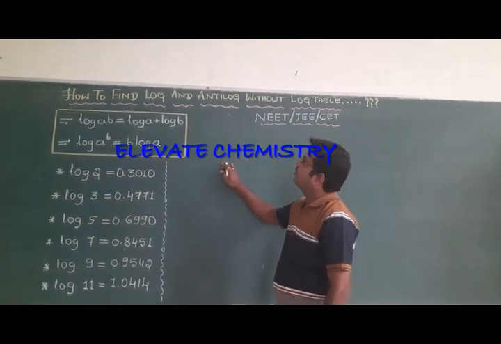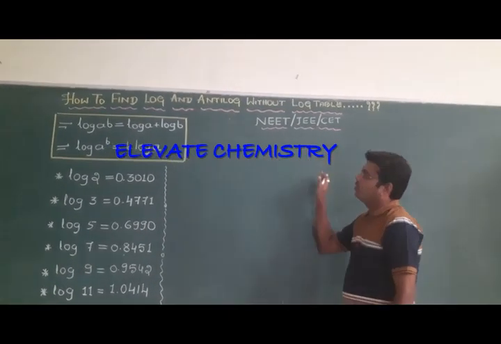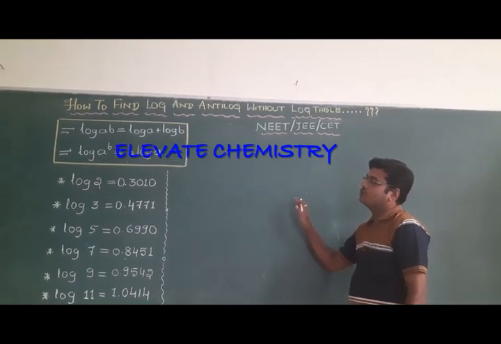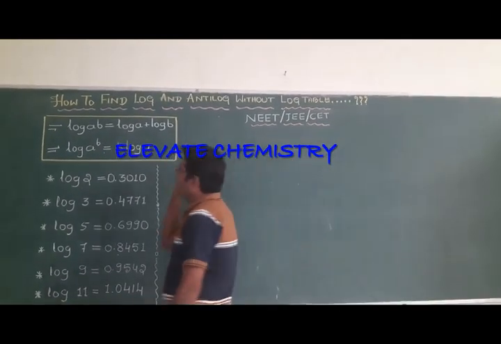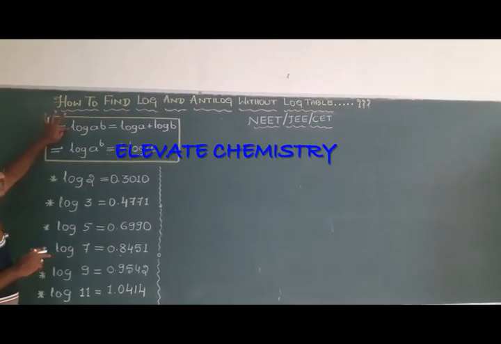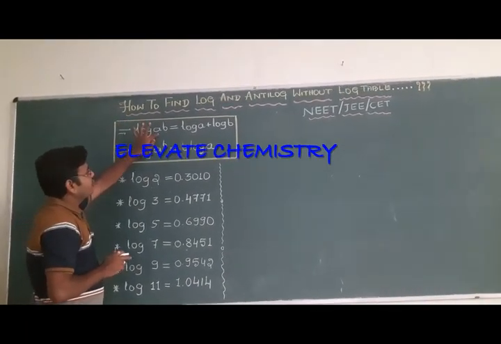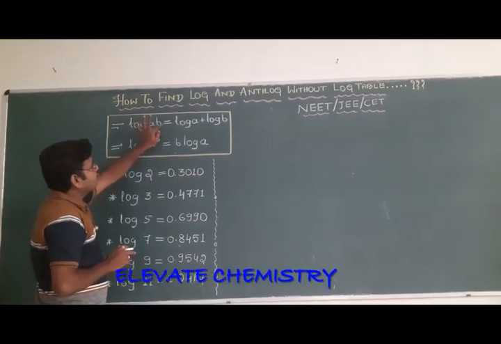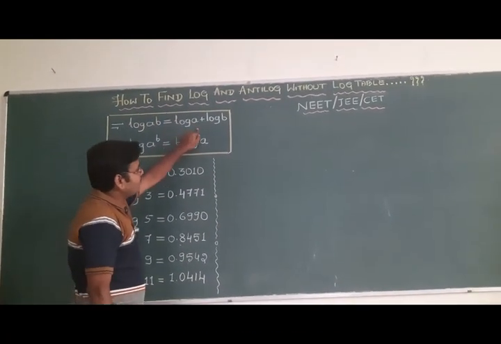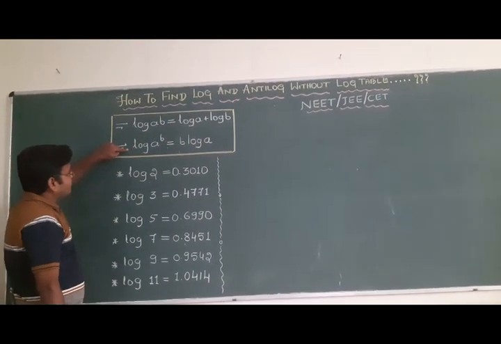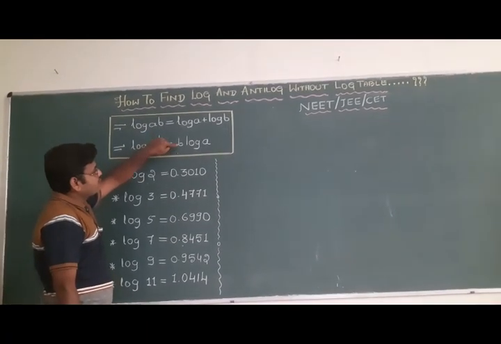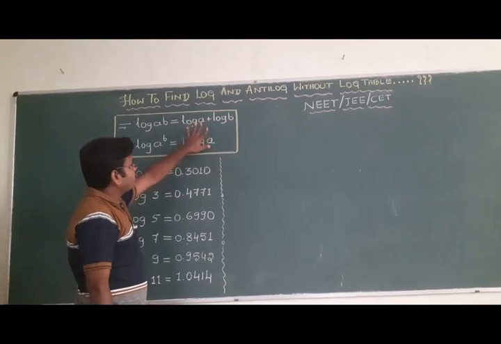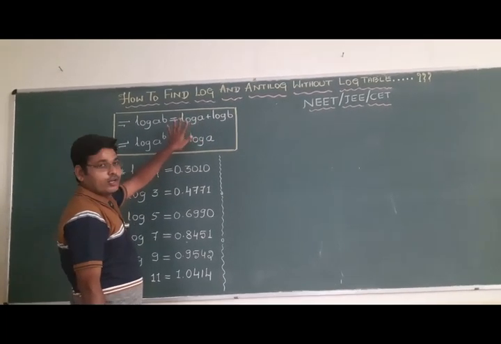To find log and anti-log without a log table, first you have to know the simple logarithm laws. These are the two important simple logarithm laws. The first one is log a into b, which is equal to log a plus log b, and the second logarithm law is log a raised to b, which is equal to b log a. So please remember these two simple logarithm laws.